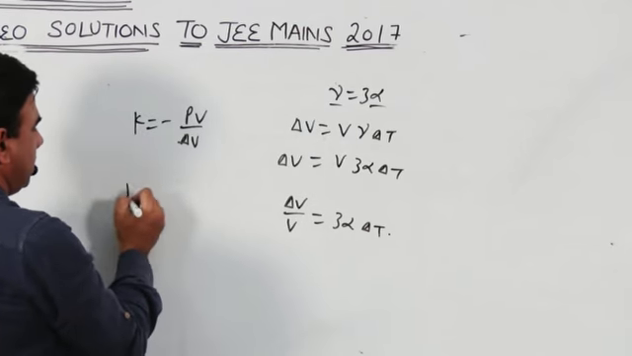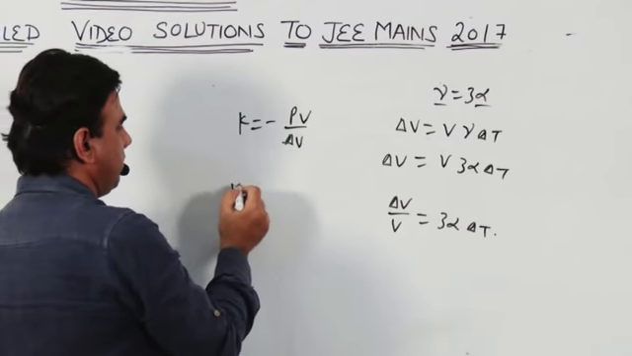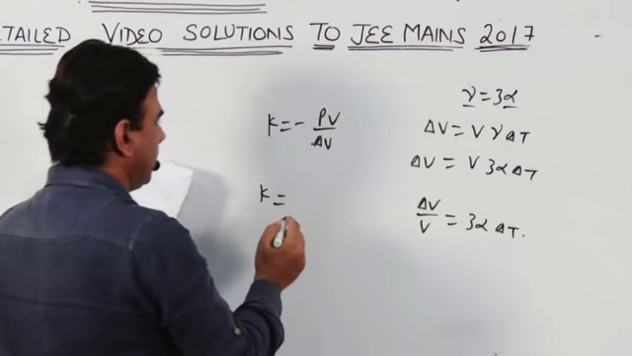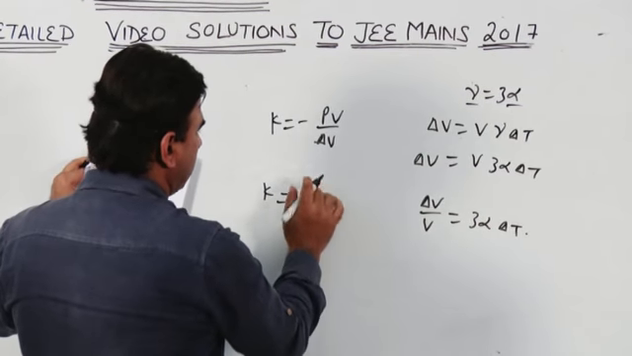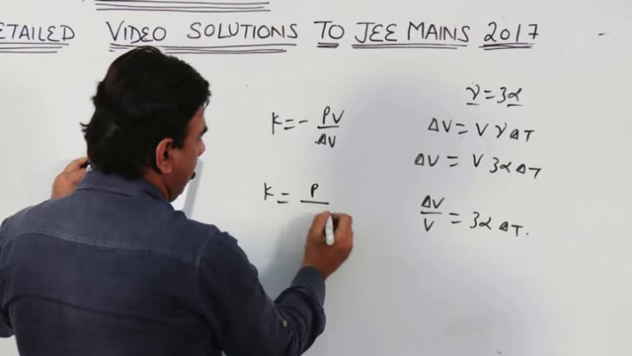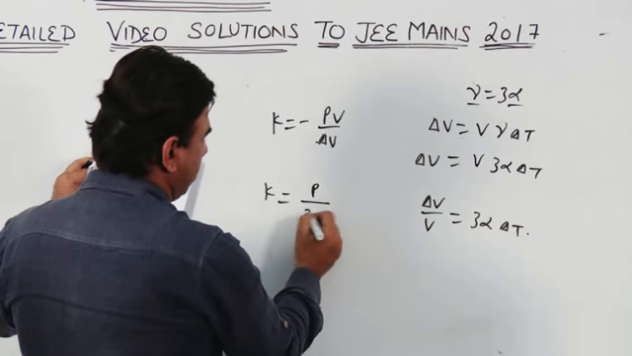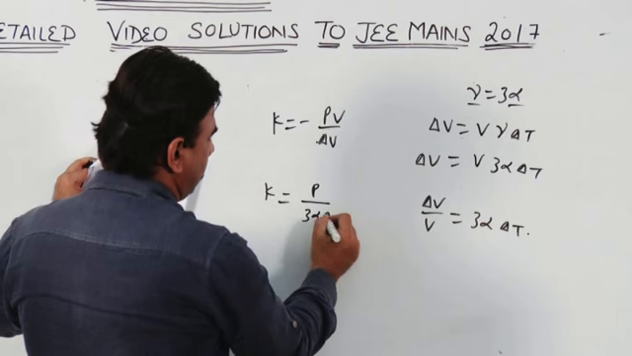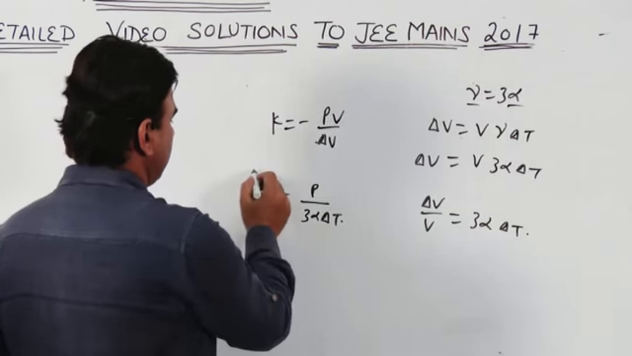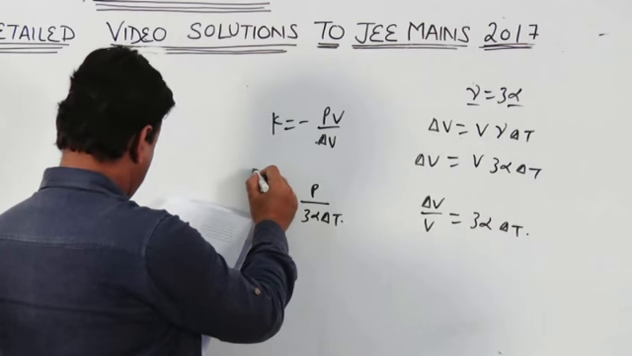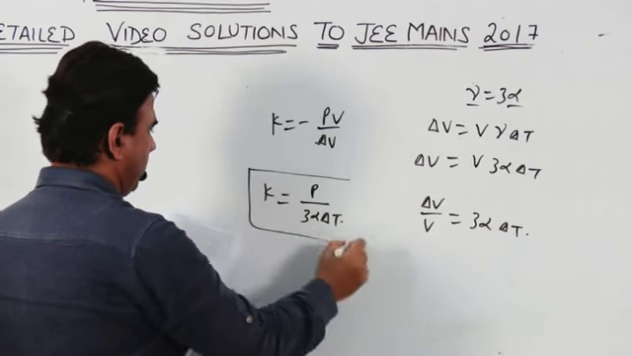So if we put here K equal to, since we have to find the modulus, we can neglect the negative sign because of the modulus. So it will become P delta V upon V becomes 3 alpha delta theta. This way we can get K equal to P upon 3 alpha delta theta.